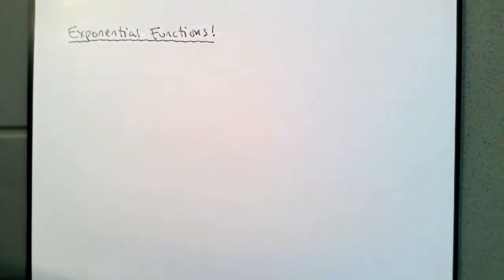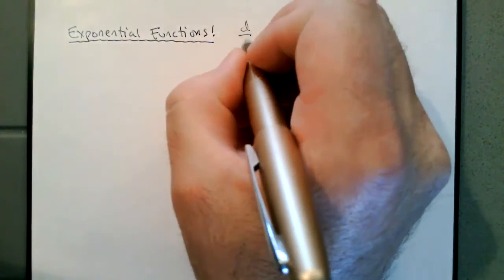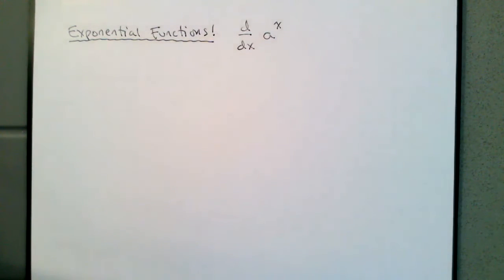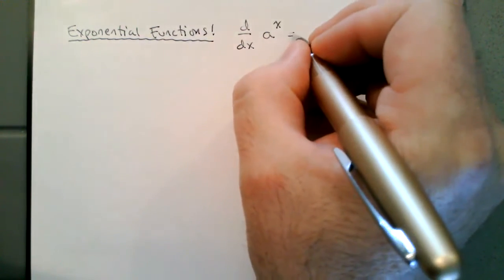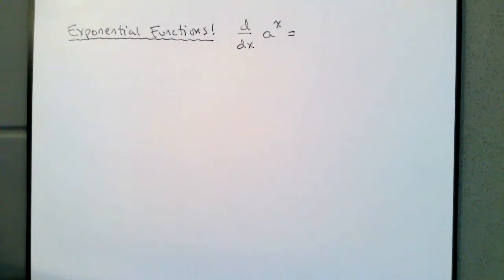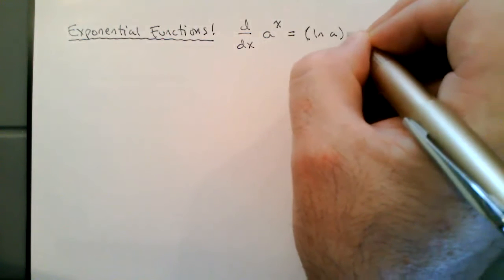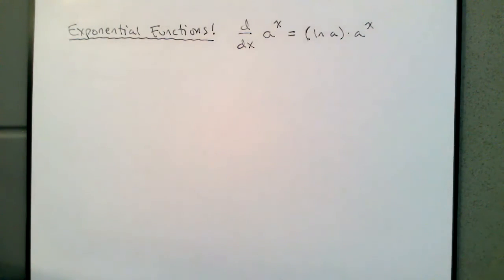So for an exponential function, the derivative of a to the x. So here a is the base. The base is constant. The exponent is variable. The derivative of a to the x is a to the x times the natural log of a. The derivative of a to the x is the natural log of a times a to the x.